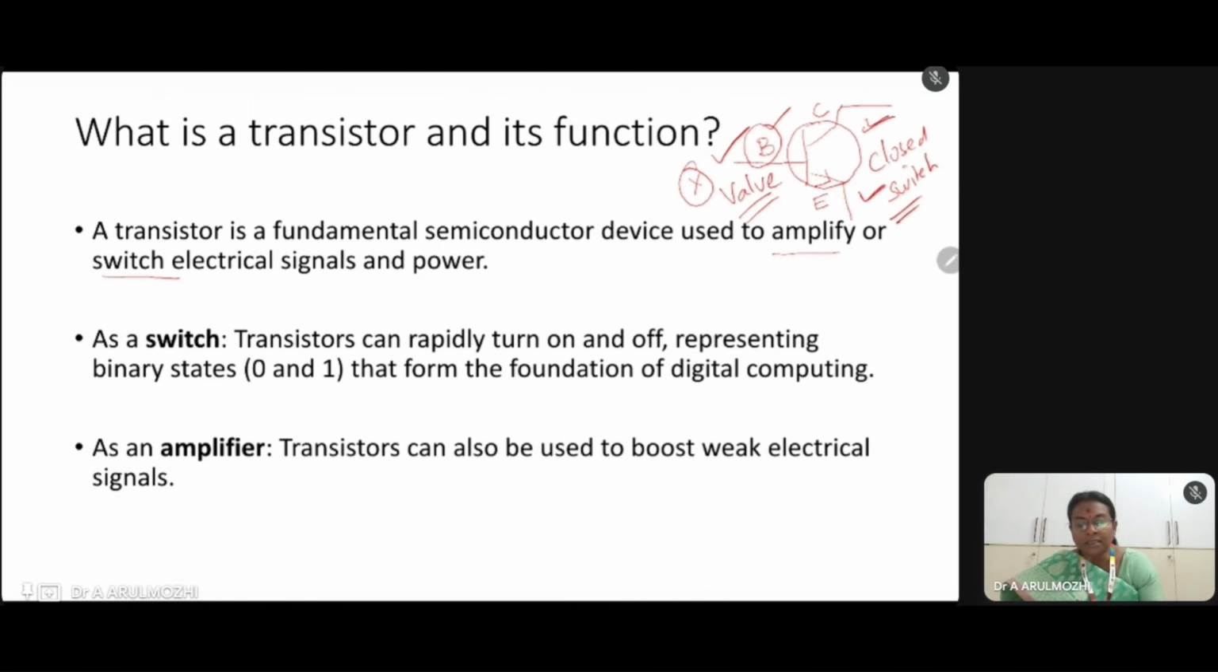The next one is here. They have given the second point as a switch. The transistor can rapidly turn on and off, representing the binary states of 0 and 1 that form the foundation for digital computing. So from this, we can understand that transistors can be used to make digital computing processes, so as a switch.